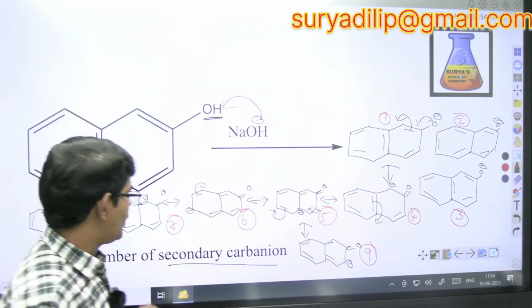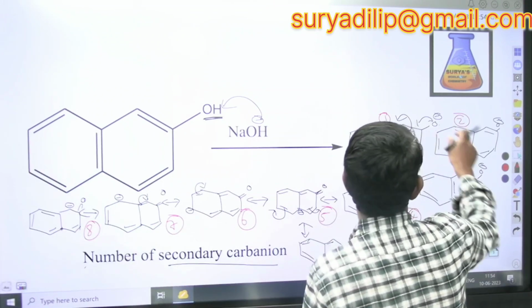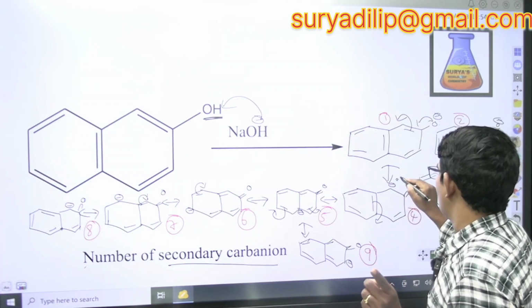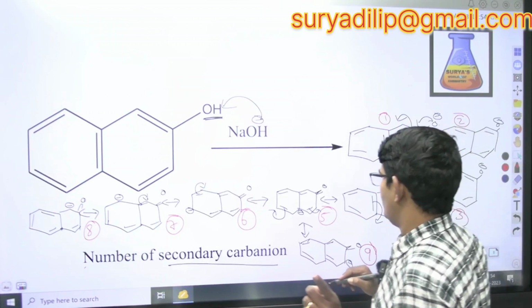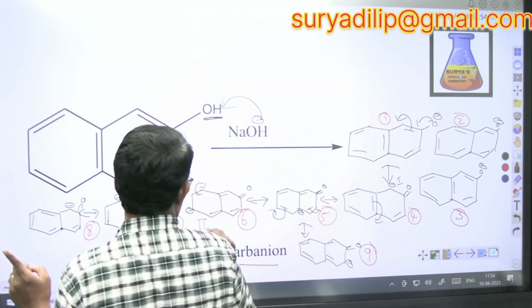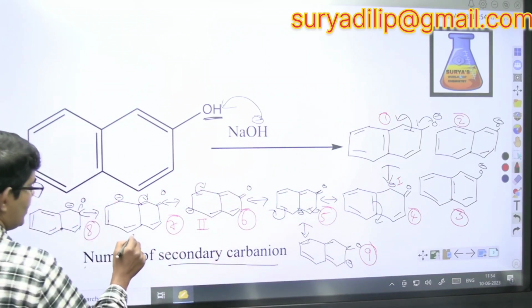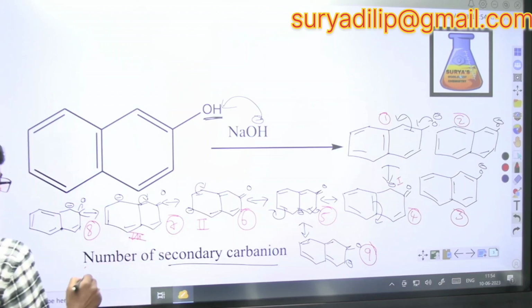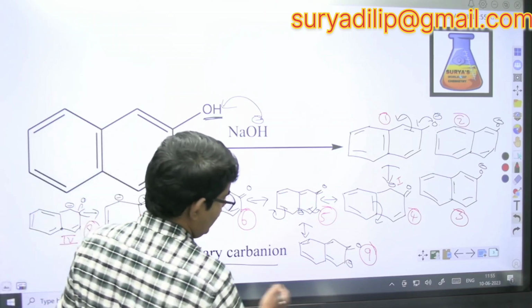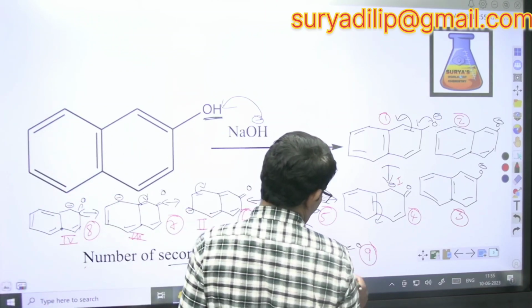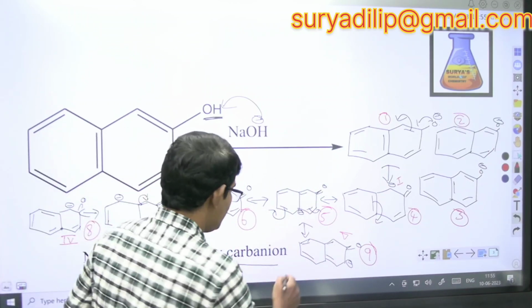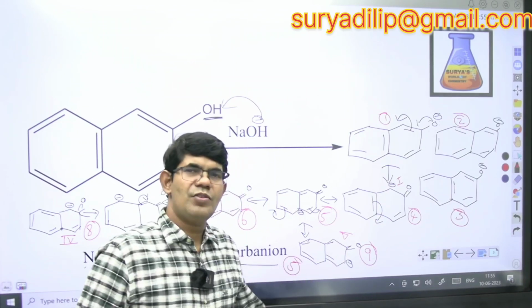How many secondary carbanions do you have? In these three we don't have any carbanion. So this is one structure where we have the secondary carbanion. That is the fourth one. Here this is a tertiary carbanion in the fifth one. So this is another structure, the sixth, where we have the secondary carbanion. In the seventh also we have the secondary carbanion. In the eighth also we have the secondary carbanion, and here also we have a secondary carbanion. So total, how many secondary carbanions are formed? It is 5.